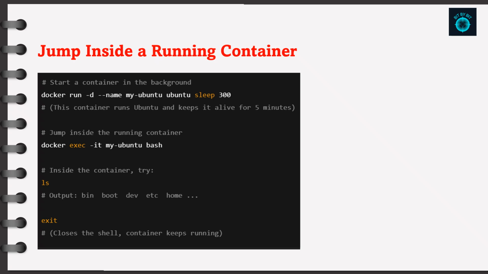to enter it. Now, type docker exec -it my-ubuntu bash. This opens a bash shell inside the running container. Inside, you can run Linux commands such as ls, which lists files and directories, or pwd to see the current directory. When you are done, type exit. This closes the shell, but notice the container continues running in the background. This shows you how to jump inside containers to inspect and debug them without stopping them.